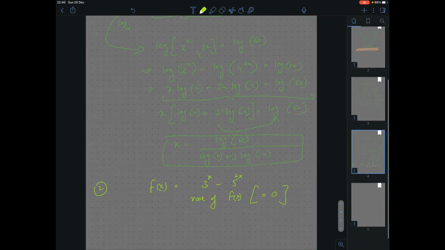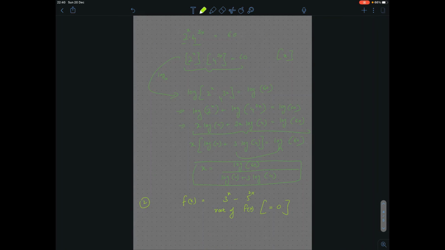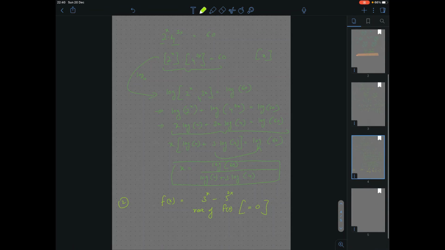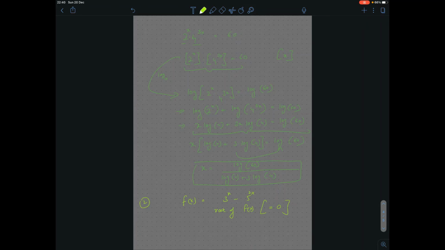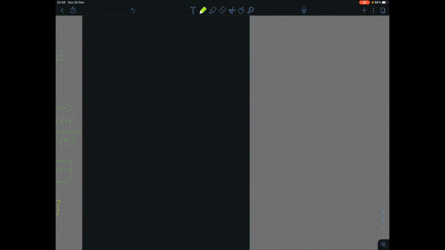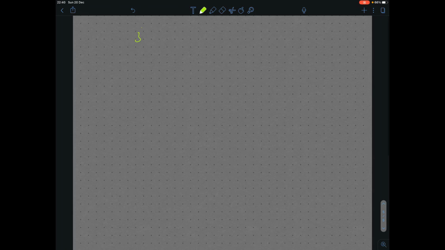Let's go to a new page. So the problem was 3 to the power x minus 5 to the power of 2x. So you can rewrite that as 3 to the power of x minus 5 to the power of 2x. That must be equal to 0 in order to find the roots.